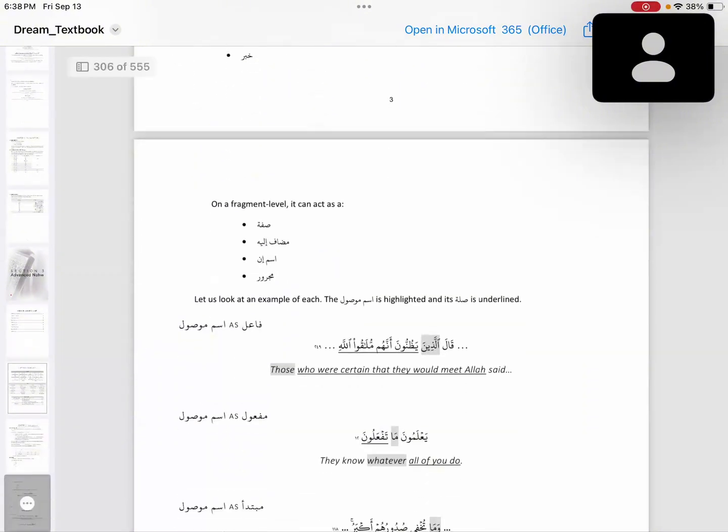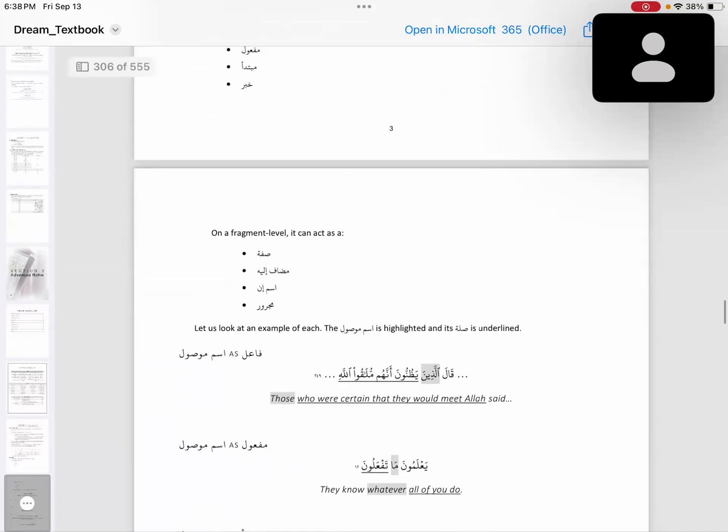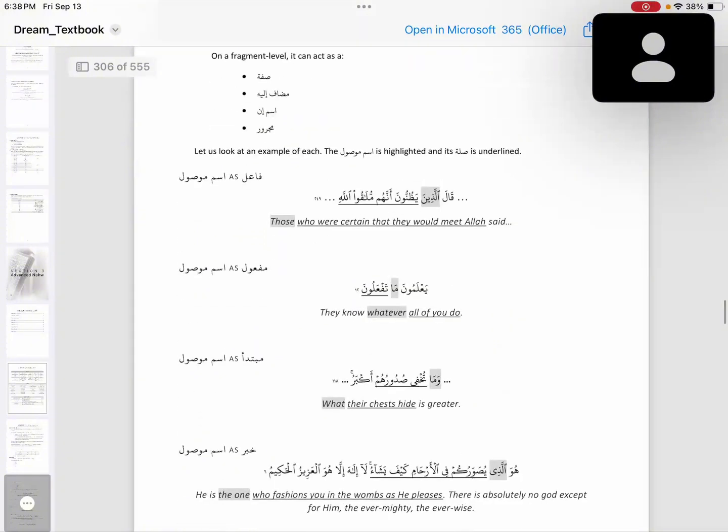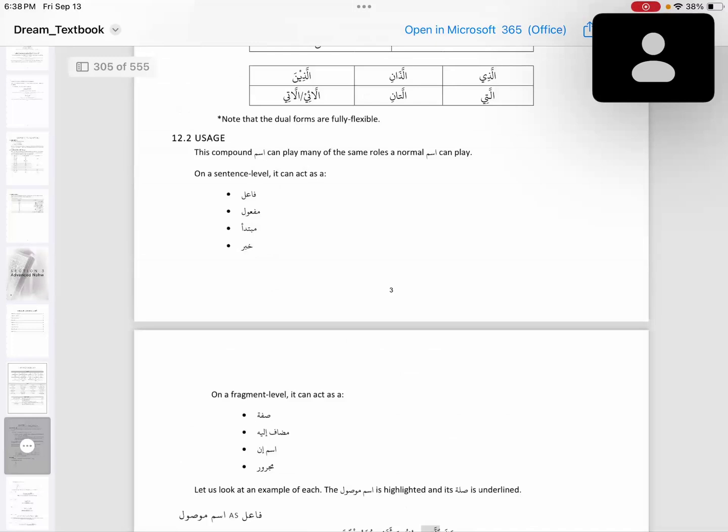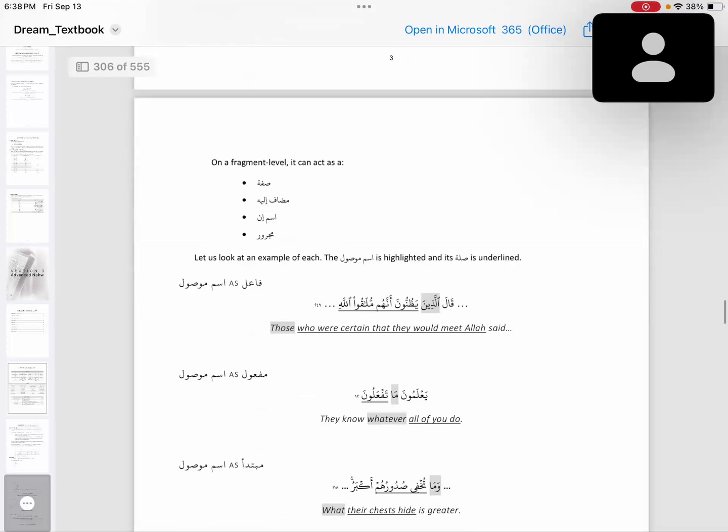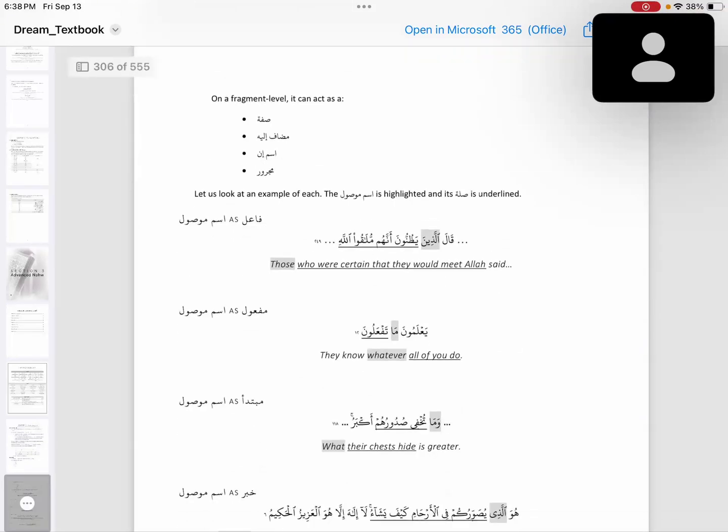On a fragment level, it can act as sifa, mudaf ilayh, ismu inna, and majroor. Let us look at an example of each. So on a sentence level, it was fa'il, maf'ul, mubtada, and khabar. On a fragment level it is sifa, mudaf ilayh, ismu inna, or majroor.